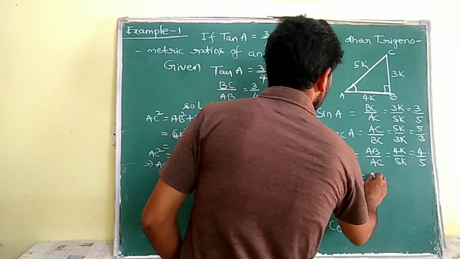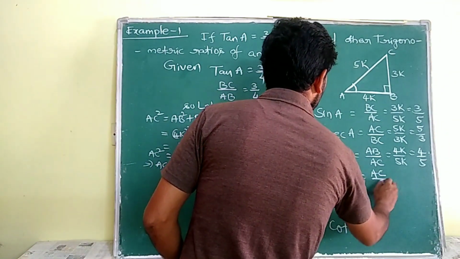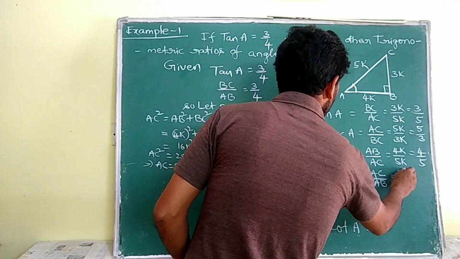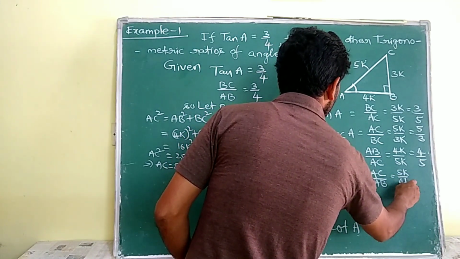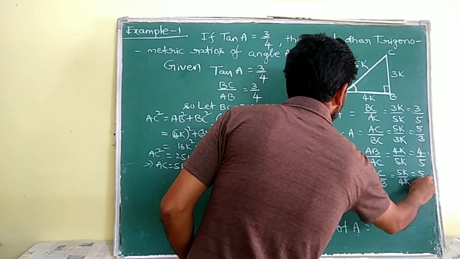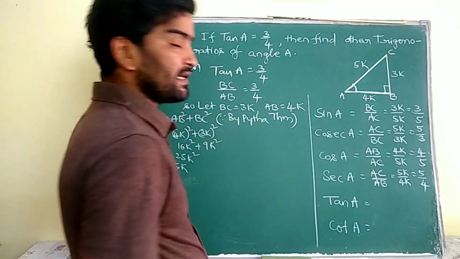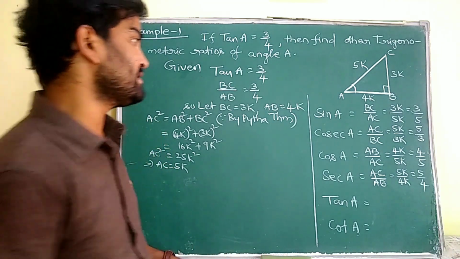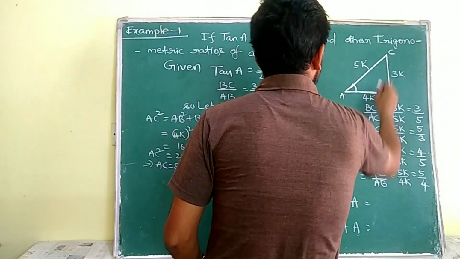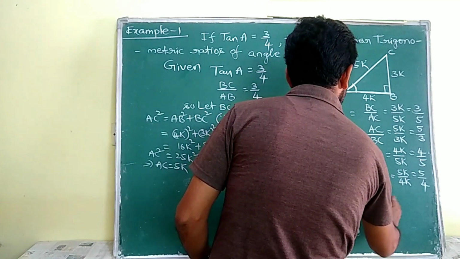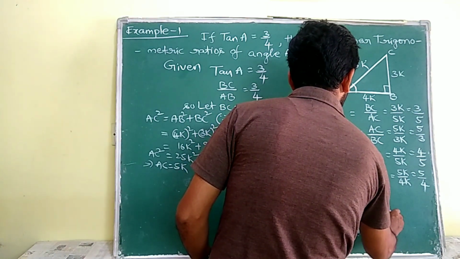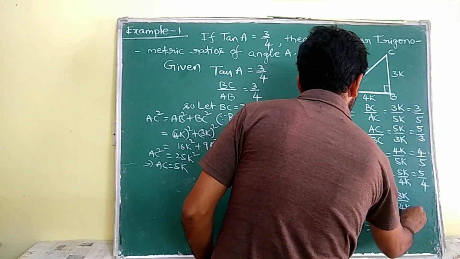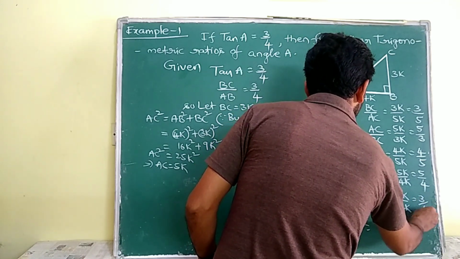Else, if you want to follow the formula, then hypotenuse by its adjacent side is equal to 5k by 4k, that is equal to 5 by 4. Now, tan A means A's opposite side by A's adjacent side. A's opposite side is BC and A's adjacent side is AB. That is equal to 3k by 4k, that is equal to 3 by 4.